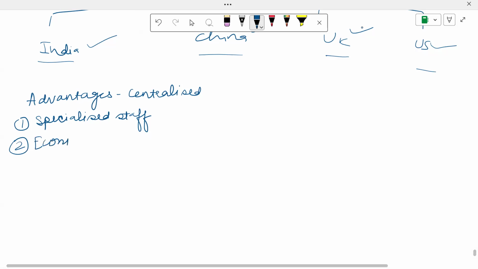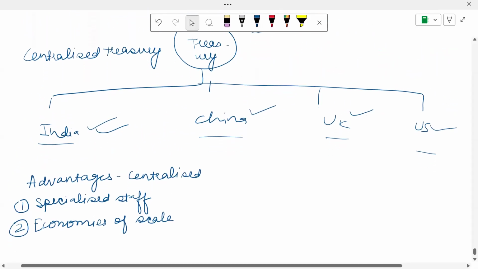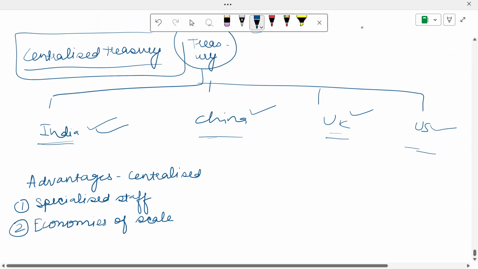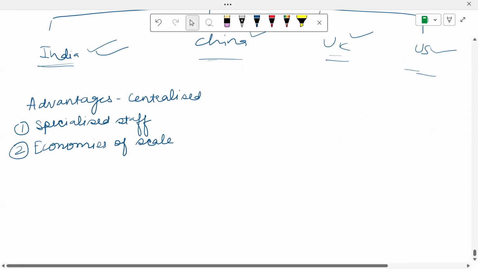The second advantage is that there will be economies of scale. I am such a big organization. I have my subsidiaries in all parts of the world, India, China, US, UK. The fund that gets accumulated at the centralized treasury includes the funds of all of these subsidiaries. So what I will have over here is a big, huge amount. Because I'm managing a huge amount, I will also be able to negotiate interest rates and everything better. Hence, I will also have economies of scale.